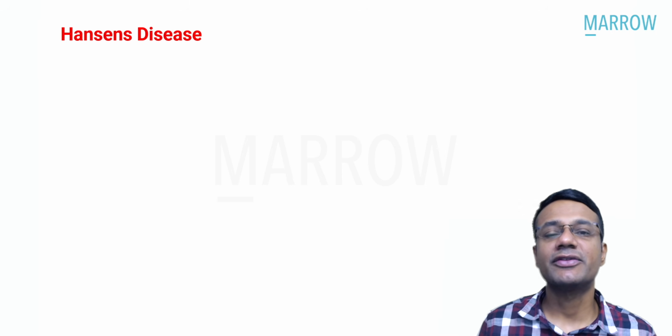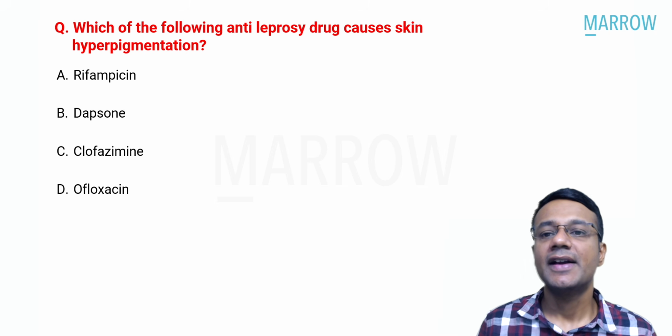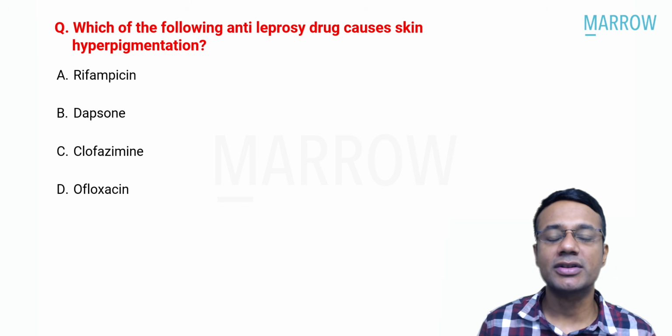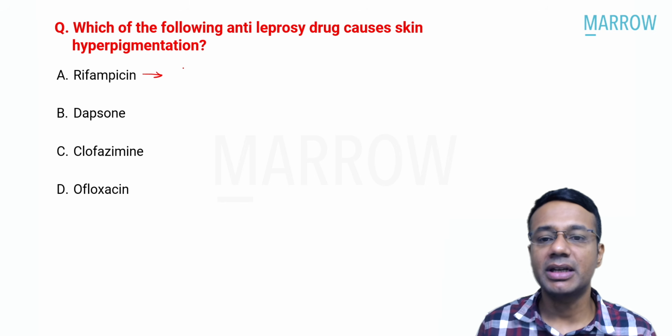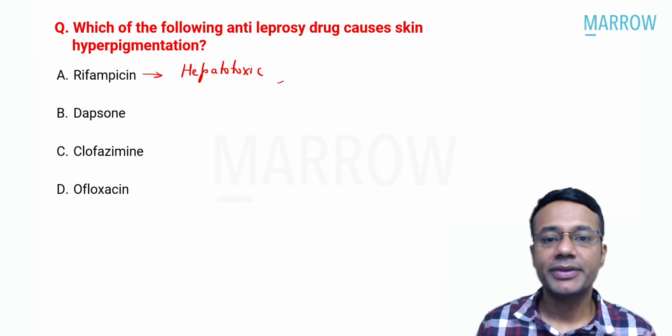Next, we move on to the question from Hansen's disease. Which of the following anti-leprosy drugs produces skin hyperpigmentation? A. Rifampicin, B. Dapsone, C. Clofazimine, and D. Ofloxacin. Now, what is the side effect of rifampicin, students? Please remember, number one is hepatotoxic drug. Number two, reddish discoloration of body secretions like urine.